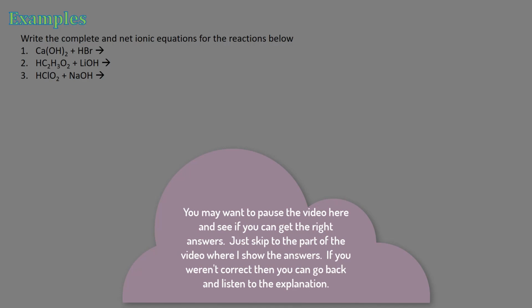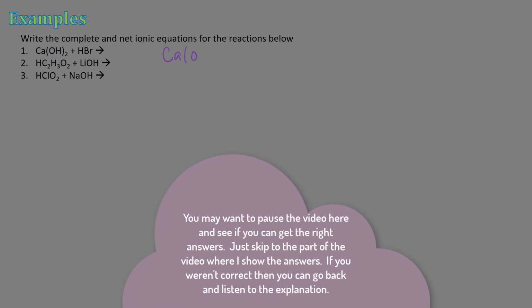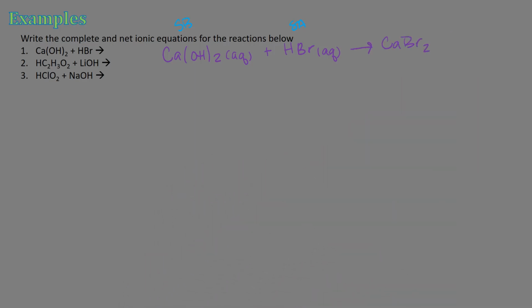First example is calcium hydroxide and hydrobromic acid. So I'm going to check these. Both of these are a strong base. This is a strong acid. I get calcium bromide, right? And that's just looking at the ions. Calcium's +2, bromide's -1, and I get water.